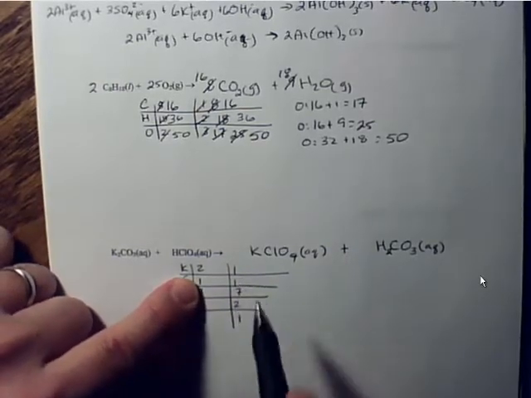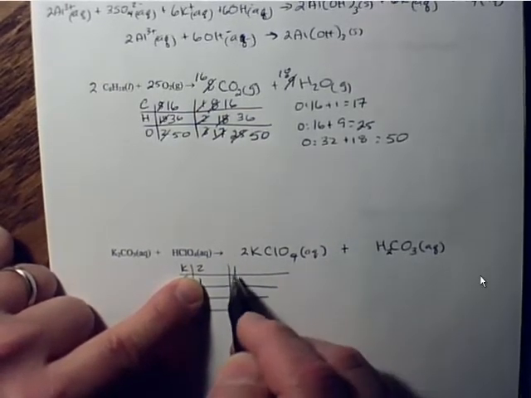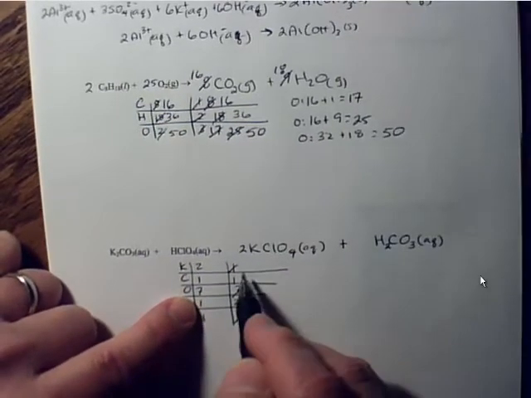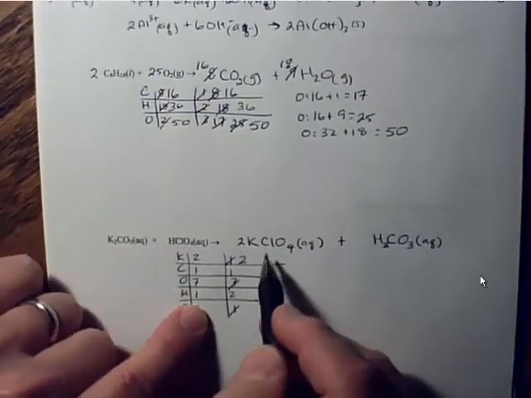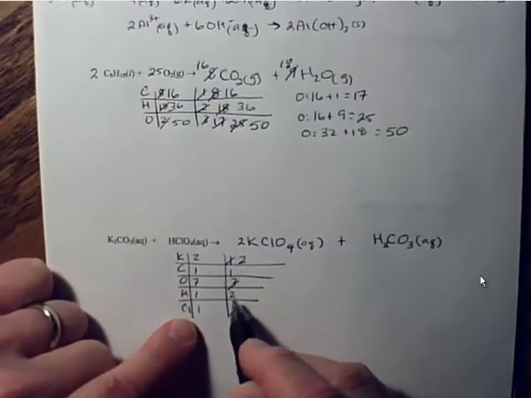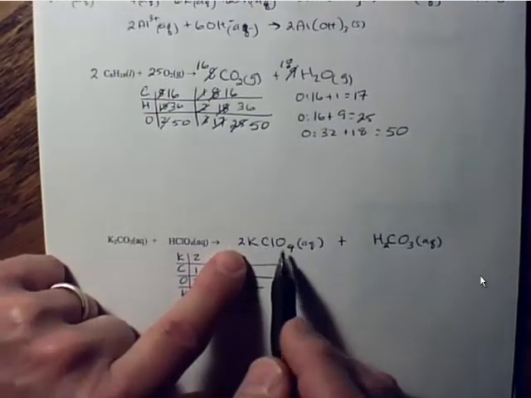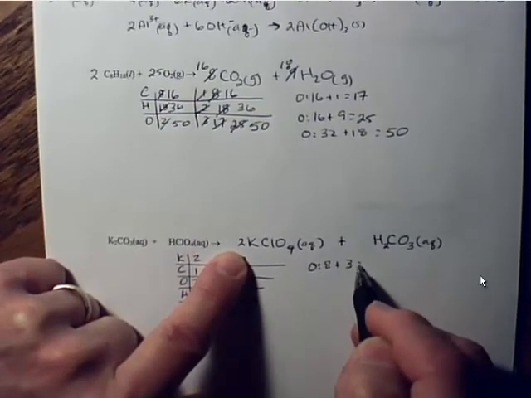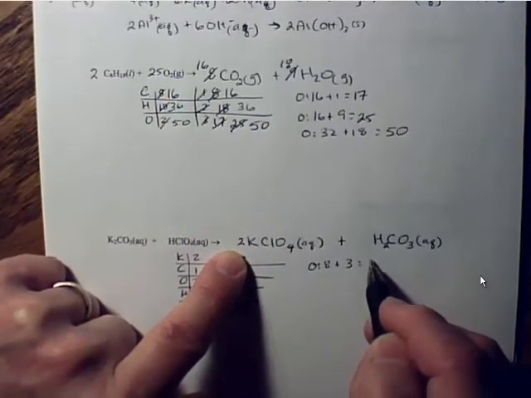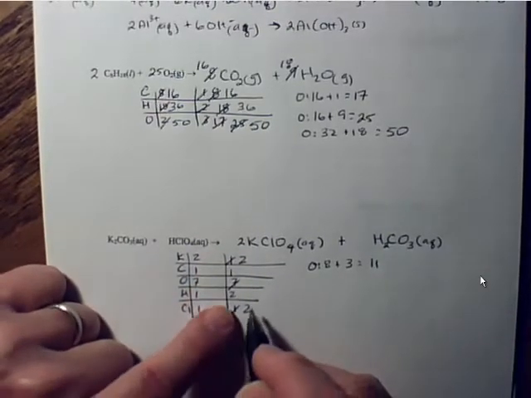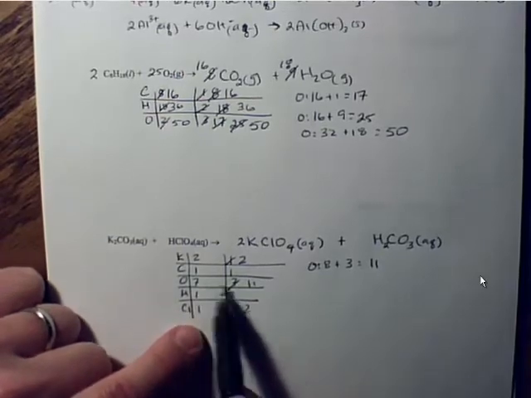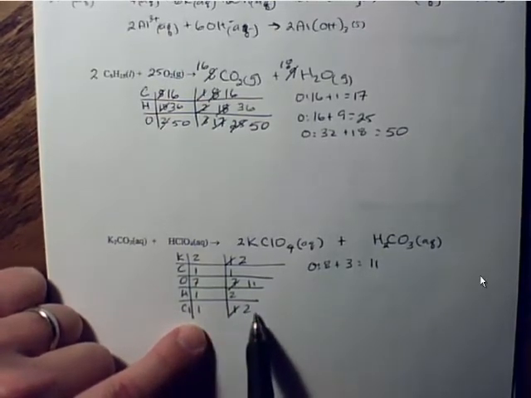Oxygen last, hydrogen next to last. Let's start with potassium. I want to put a 2 here. That's going to change the number of potassiums, chlorines, and oxygens. So I've got 2 potassiums, I've got 2 chlorines, and 2 times 4 is 8, plus the 3 here. And right now, at least, I have 11 oxygens. All right, hydrogen next to last, oxygen last, going to go to chlorine next.